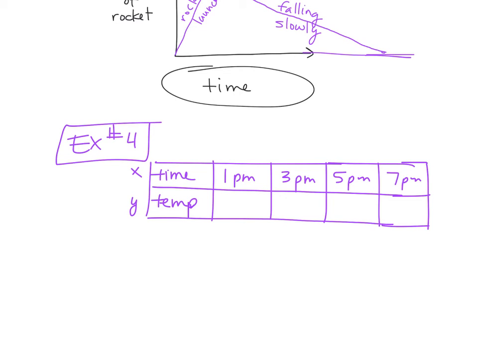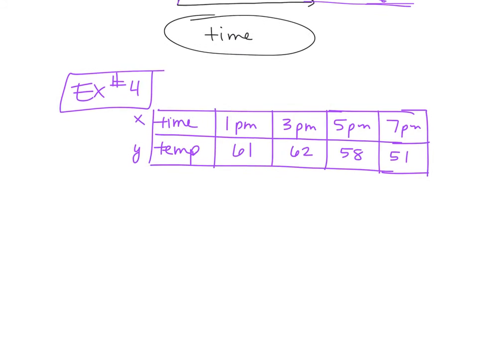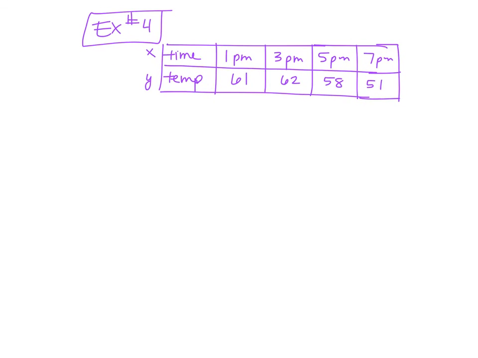Okay, and then temperature, so at 1 p.m. it is 61 degrees, at 3 p.m. it's 62 degrees, at 5 p.m. it's 58 degrees, and at 7 p.m. it's 51 degrees. All right, so if we're gonna lay out a graph of this, we said our x-axis is gonna be our time, and our y-axis will be our temperature then.